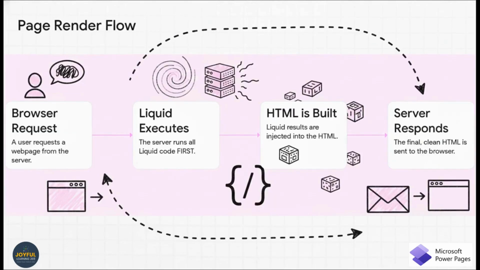And the order of operations here is absolutely critical. When your browser requests a page, the server runs all the Liquid code first. It fetches the data, it checks permissions, it builds out the final HTML, and only after all that backstage work is done does it send the finished product to your browser. The audience never sees the script. They only see the final, polished performance.